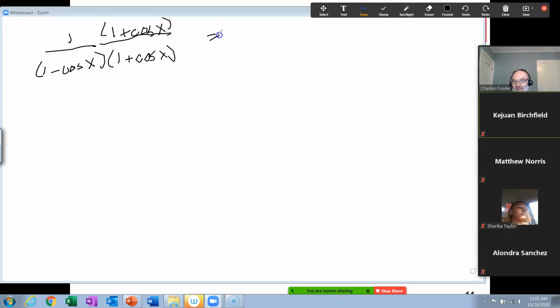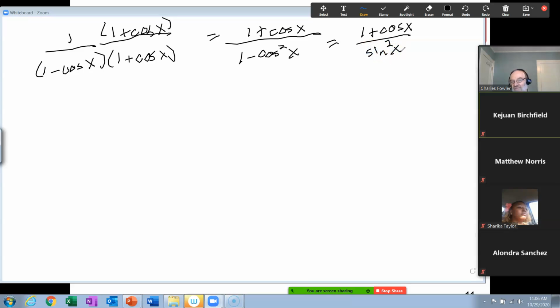Now that probably looks more complicated to you. But what do we have here? When you multiply 1 times that, you just get 1 plus cosine x. But when you multiply the conjugates together, that's the sum times the difference of the same two entities. That's the difference of their squares, which would be 1 minus cosine squared x. Okay? Well, guess what that is? Good old Pythagorean identity. That is sine squared x. So what we have here is 1 plus cosine x over sine squared x.